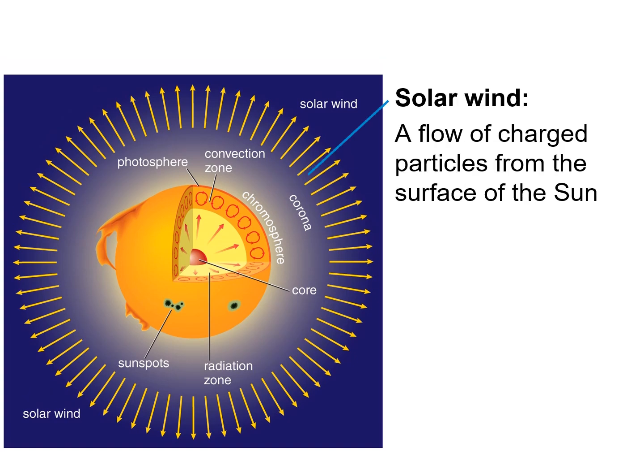Moving beyond the corona, we have the solar wind, which is not actually part of the sun, but it's the charged particles that have left the sun and are streaming outward through the rest of the solar system. So the solar wind is a flow of charged particles from the surface of the sun.